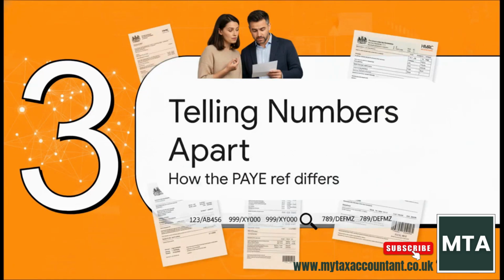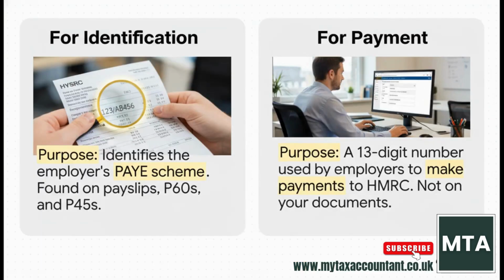Okay, let's move on to telling your numbers apart. Now, you'll want to hear this part, because this is where a lot of people get tripped up. It's really easy to confuse the employer payee reference with other numbers, so let's make this simple. Right, let's look at the employer payee reference versus the accounts office reference. The one on your payslip, the payee reference, is all about identifying who your employer is. It's their ID. The accounts office reference, on the other hand, is a different 13-digit number that the company uses behind the scenes to actually make the payments to HMRC. You won't see that one on your documents, so you don't need to worry about it.